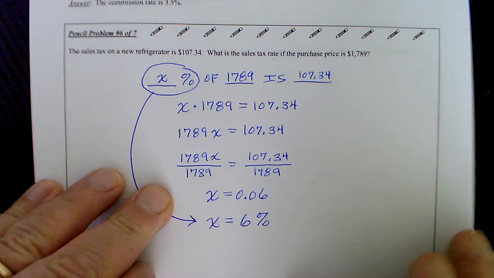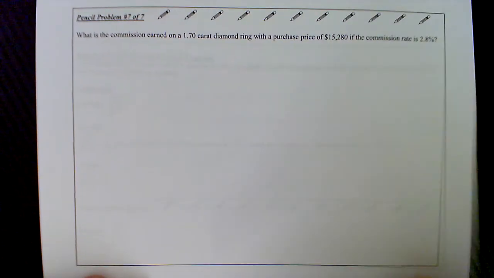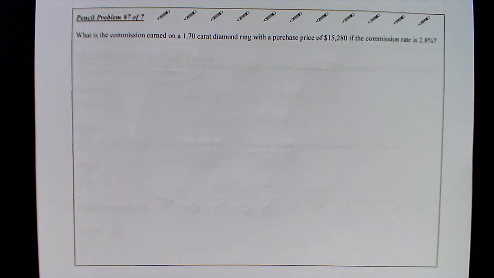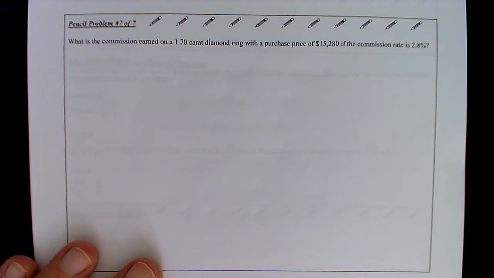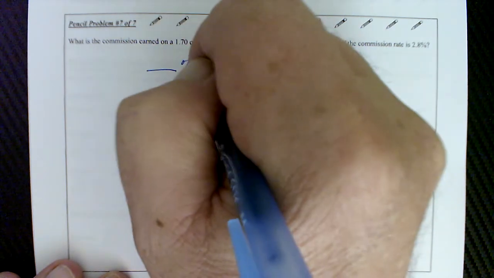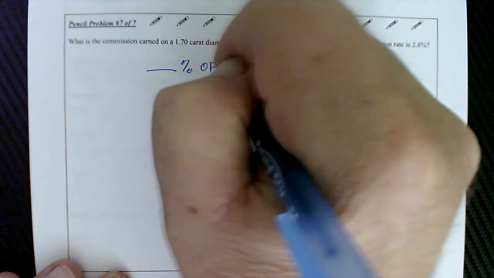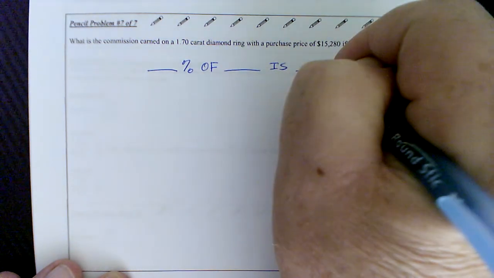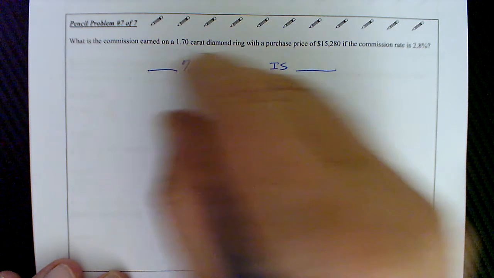Okay, so final pencil problem for this lesson. Again, you could read the example on your own. And to the pencil problem, we want the commission earned on a 1.70 carat diamond ring with a purchase price of $15,280 and a commission rate of 2.8%. So identifying this as a percent problem, our standard statement, blank percent of blank is blank. Do we know the percentage? And let's see, yep, we do. It's 2.8, fill that in.